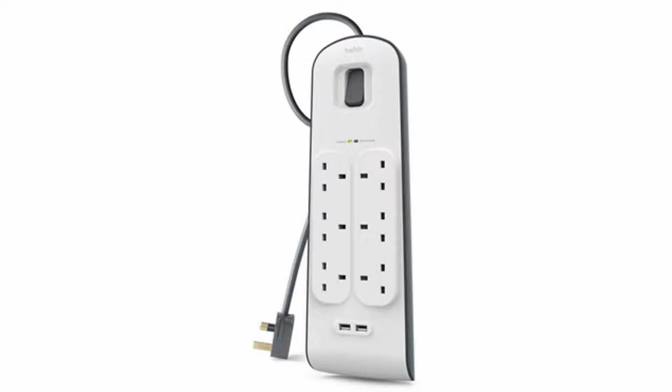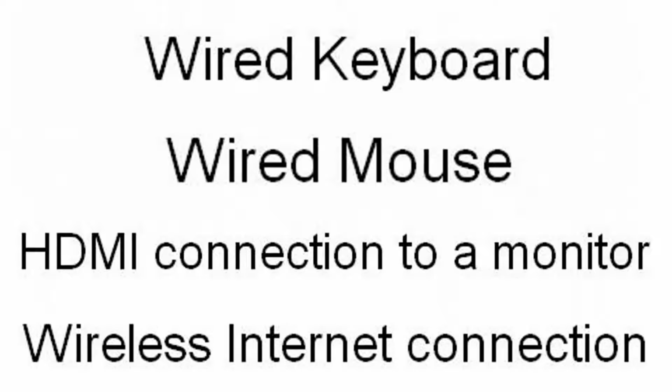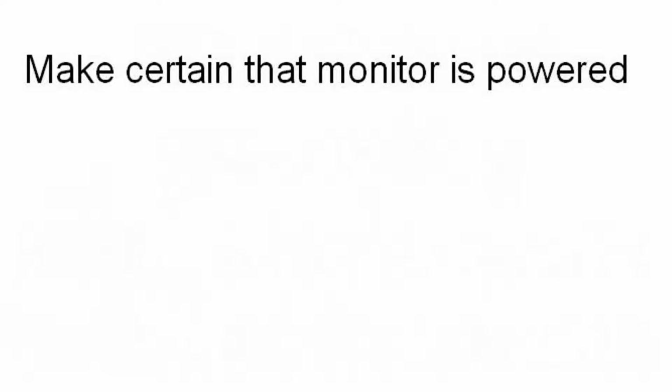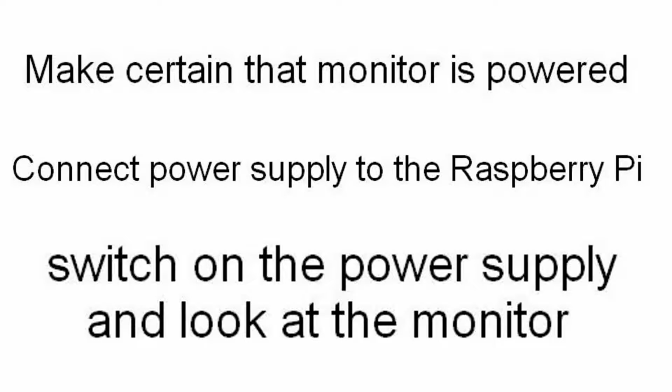It is advisable to use a switch power supply. Insert the micro SD card with the operating system into the micro SD slot on the underside of the Raspberry Pi. Attach a wired keyboard, a wired mouse, an HDMI connection to a monitor, and a wireless internet connection. Make certain that the monitor is powered. Connect the power supply to the Raspberry Pi, switch on the power supply and look at the monitor.